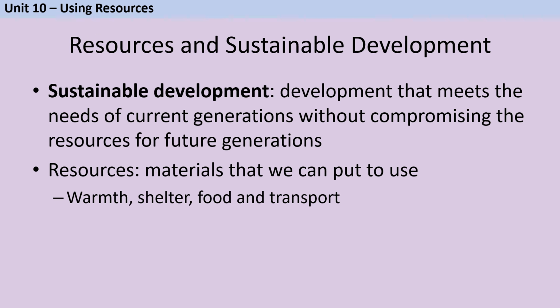Sustainable development is development that meets the needs of the current generation without compromising the resources for future generations who are also going to need them. So what this basically means is that we're being responsible with the resources that we're going to use to provide us with warmth, shelter, food and transport, so that the generations that come after us don't have nothing left.